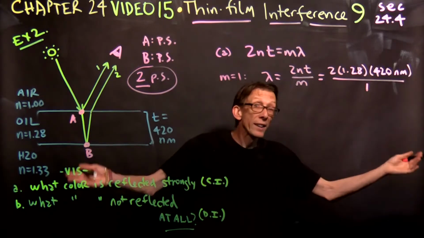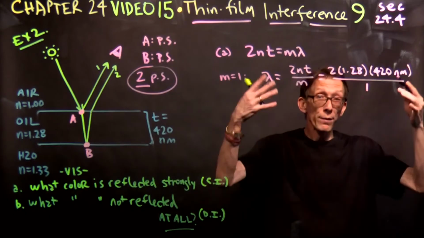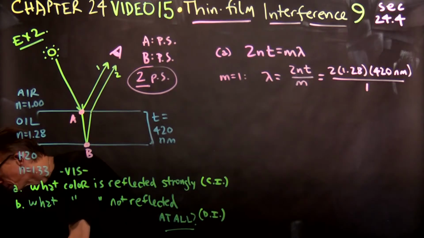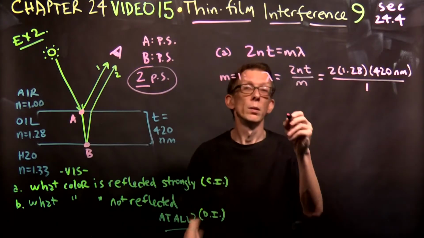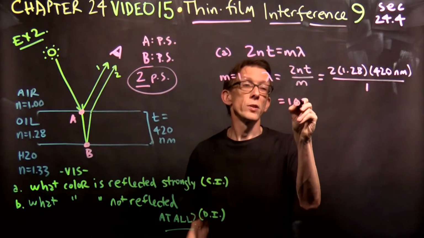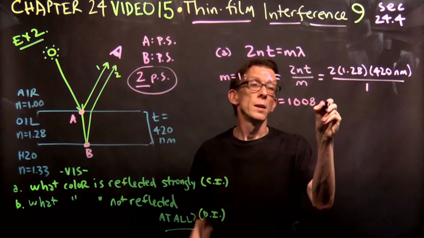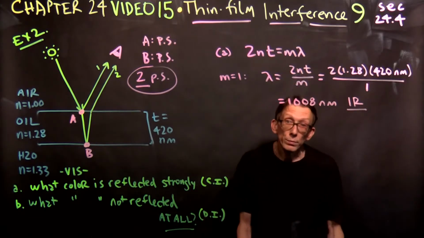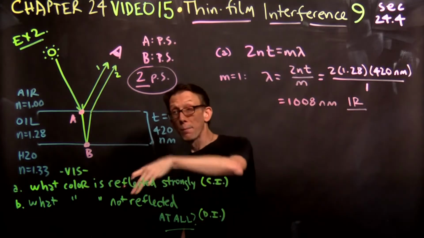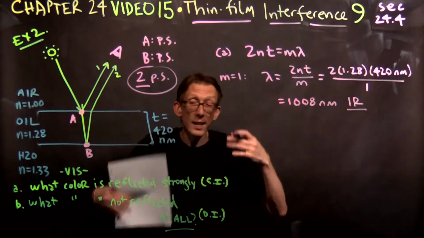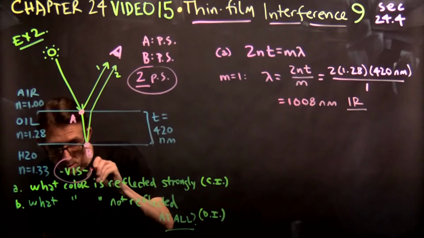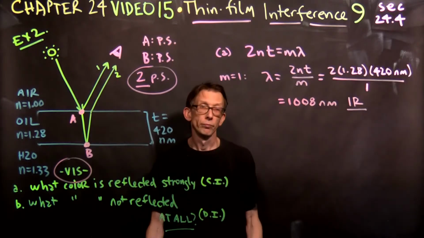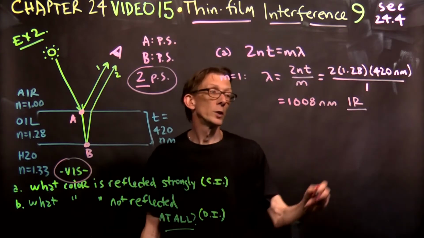Okay? We're just trying to see which wavelengths fit into the visible part of the spectrum. When you do this, you get 1008 nanometers, which is infrared, not visible. So infrared light might be reflecting from it, but we can't see it. The question was, what visible color? Okay, so not that.